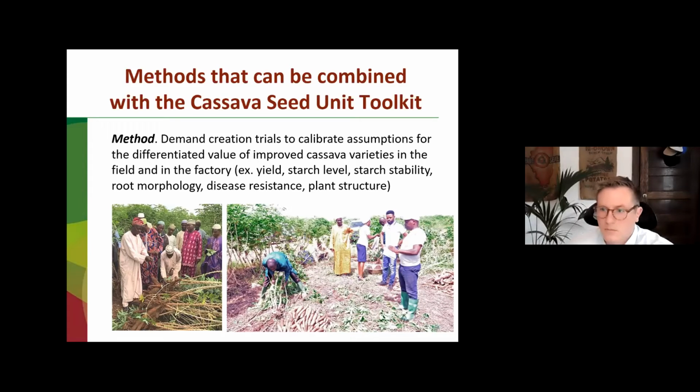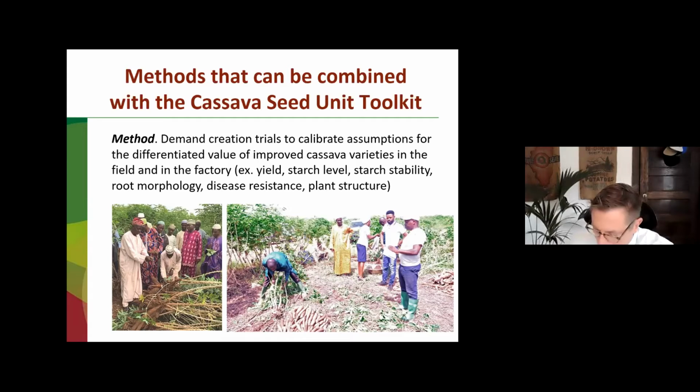Demand creation trials are basically test plots designed to evaluate which varieties are best suited for the agroclimatic conditions of a processor's farm or out-grower fields in terms of yield, disease tolerance, plant structure, starch content, starch type stability, and other desirable characteristics. And we realized that the identification of cassava varieties that had differentiated value for a processor is key to the value proposition of establishing a seed unit.